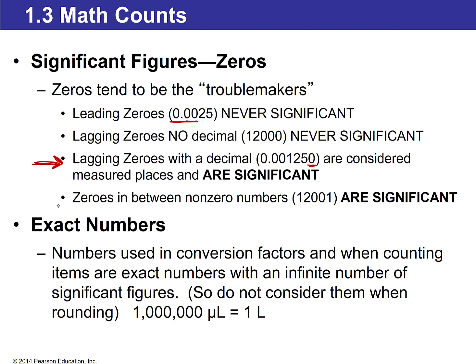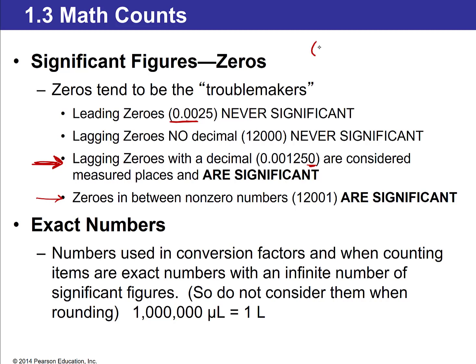And then the other one is... Ma'am, I'm sorry, just to make sure I understand. With the 0.00125, the lagging zero at the end is significant. Correct. And the 0.00 are not significant. Correct. Okay. Zeros in front, never significant.